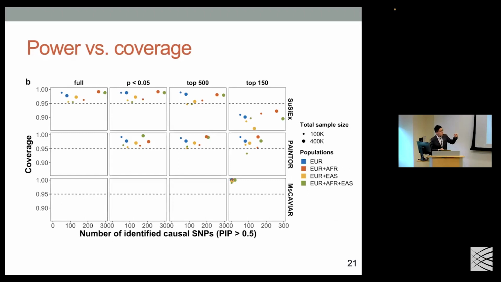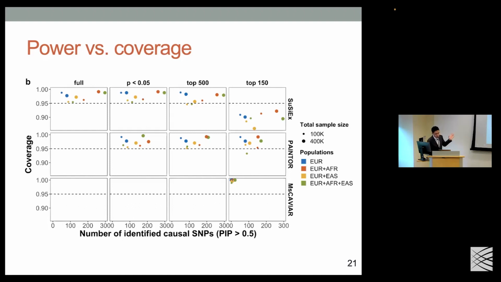The dashed line represents the 95% calibration. We can see the pincher and the suSIEx are good, but for the MS-Caviar, there's some problem with the resolution. MS-Caviar does identify a lot of causal variants, but the credible site is extremely large. Since we only use 150 variants for each region, they often return a large credible site with greater than 50 variants. So this is too big.